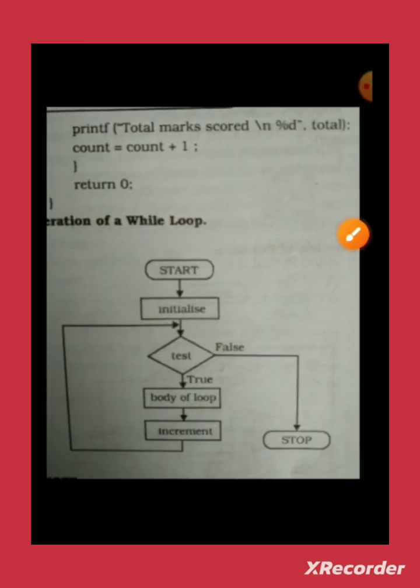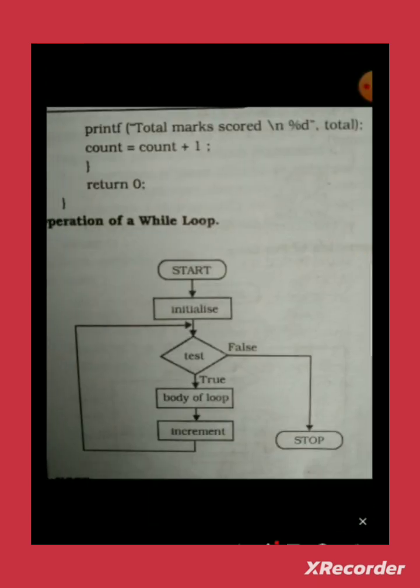So after that what will happen? It will print on screen the total marks scored by the student. So the first student's marks we have got on the screen. Again count equals count plus 1. Why? Because I have got the first student's total marks, and now I want the second student's total marks. That's why I am giving count equals count plus 1. That means 1 plus 1 equals 2. So now count is 2.